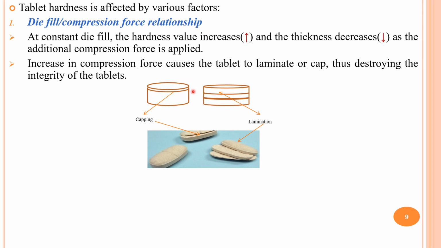First one is the capping, another one is the lamination. Capping means removal of the upper layer of the tablet, and lamination means the breakdown of the tablet into different layers.